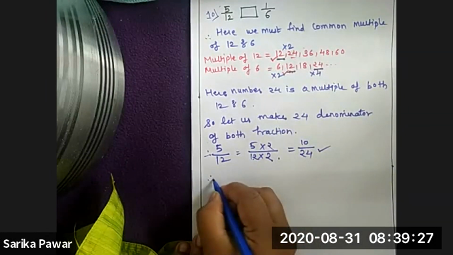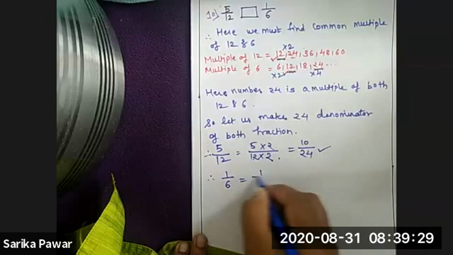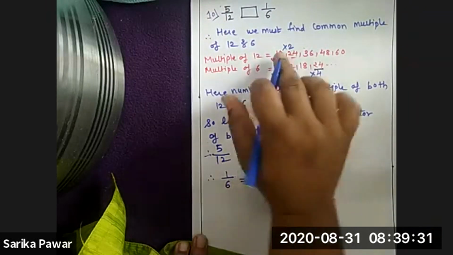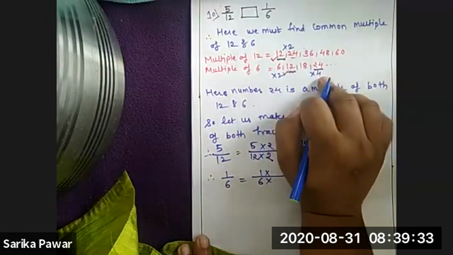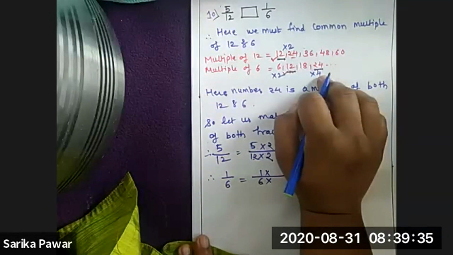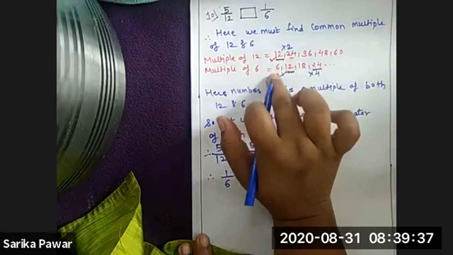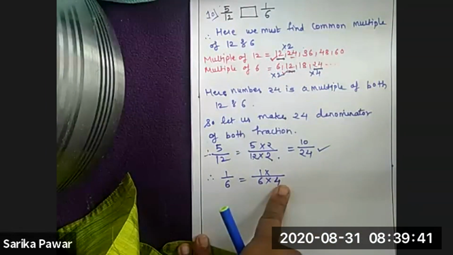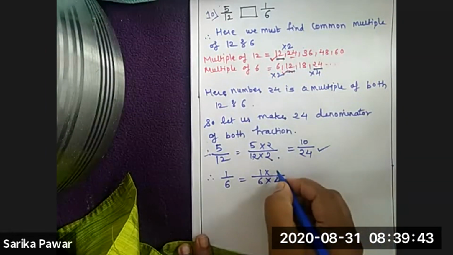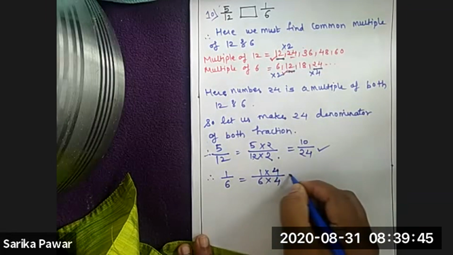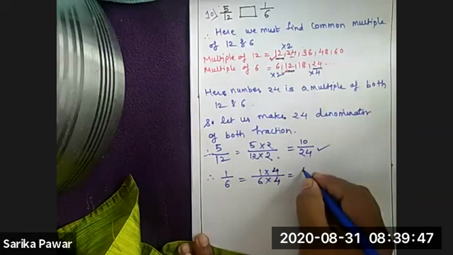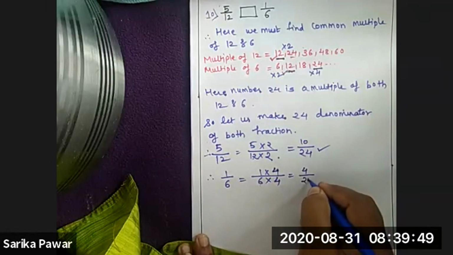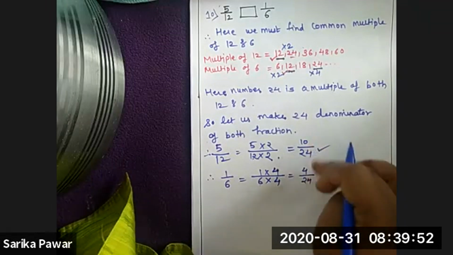Next one is 1 upon 6. 1 upon 6. If you want the value 24, 6 4s are 24. Then 6 is multiplied by 4 and the numerator also multiplied by 4, isn't it? 4 1s are 4, 6 4s are 24. Yes, you got the value.